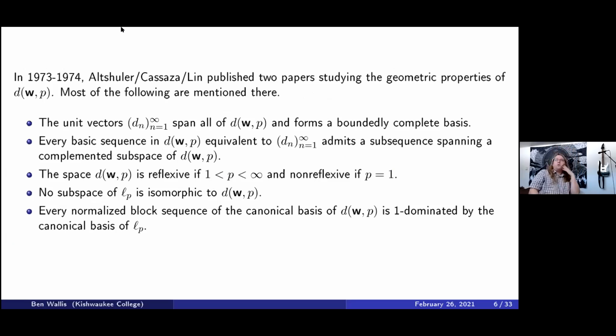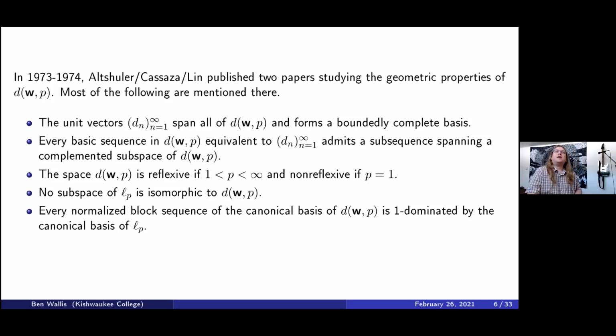So a little background on the Lorentz sequence spaces. These spaces have been around for a long time, and they were studied before the 70s, but in 1973, these three guys, Altshuler, Casazza, and Lin, published a paper, and then in 1974 they published a sequel paper, and these two papers were just packed with wonderful results. Most of the results that I have listed on this slide are contained in those two papers. These aren't the only two papers, but this was kind of an explosion of results on the Lorentz sequence spaces. I don't know if they're available online. I actually had to go to the library and photocopy books of these. So I have them if anyone needs them photocopied.